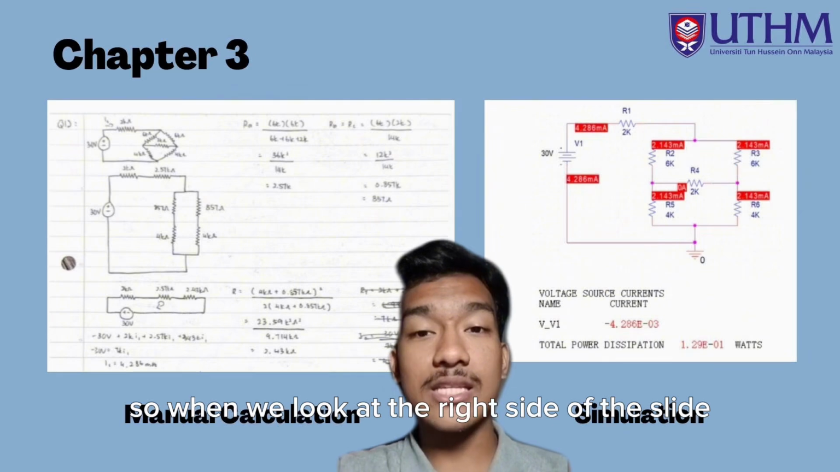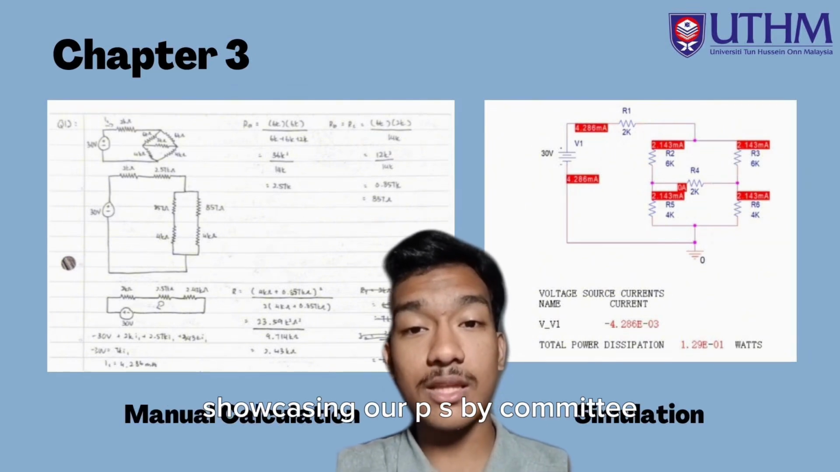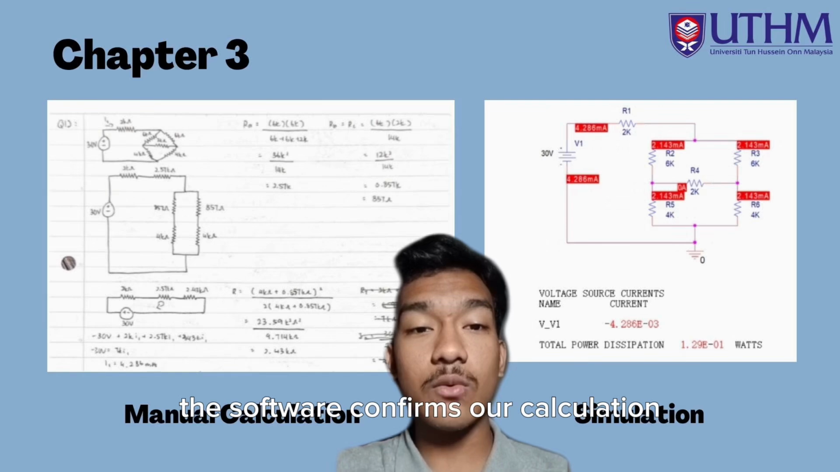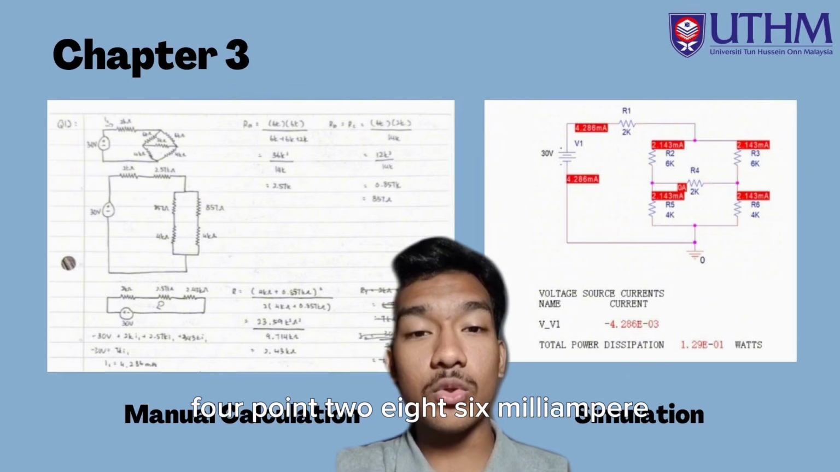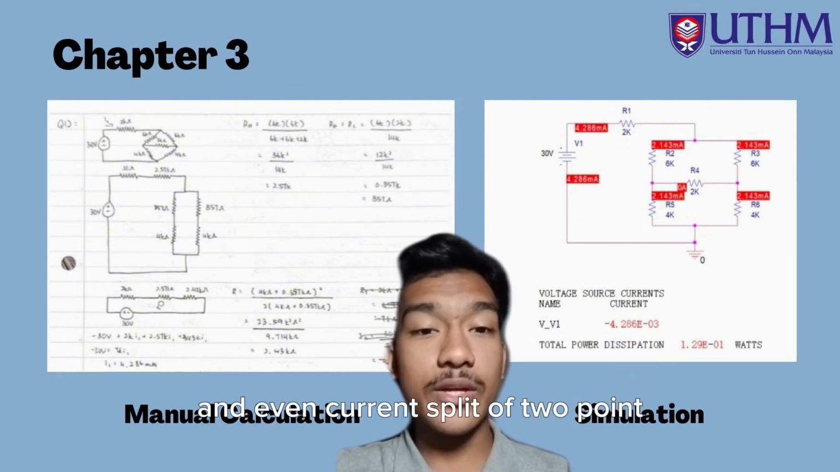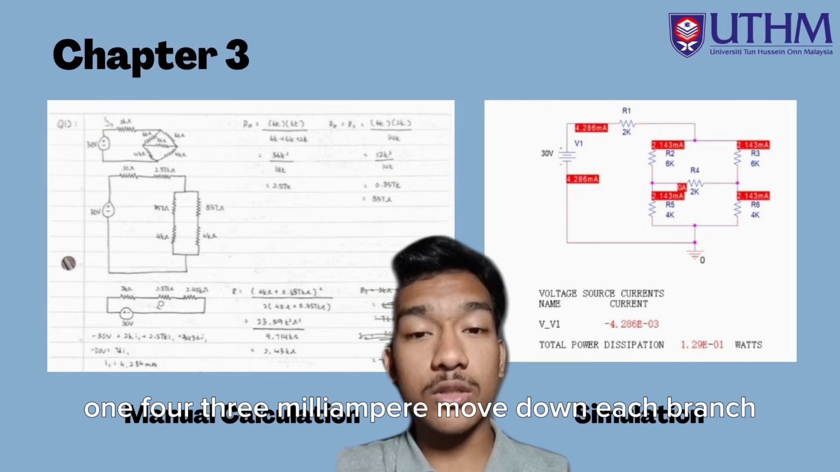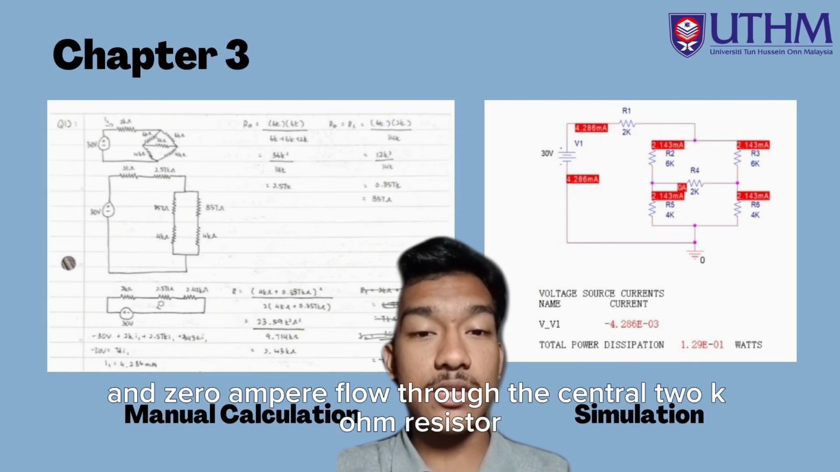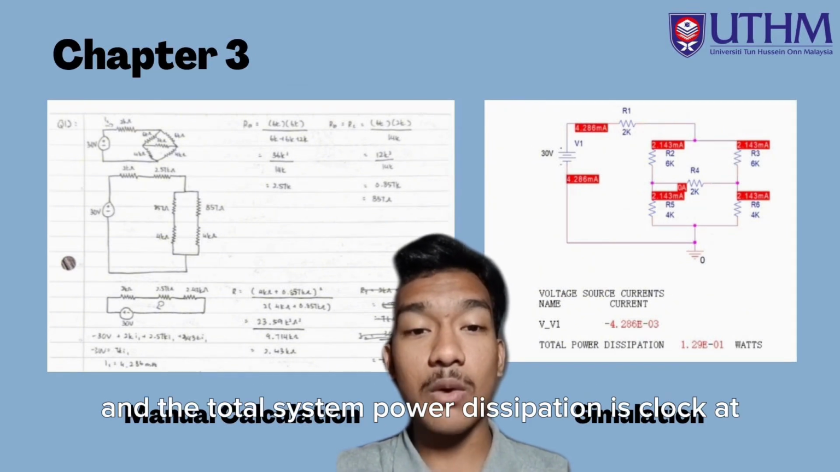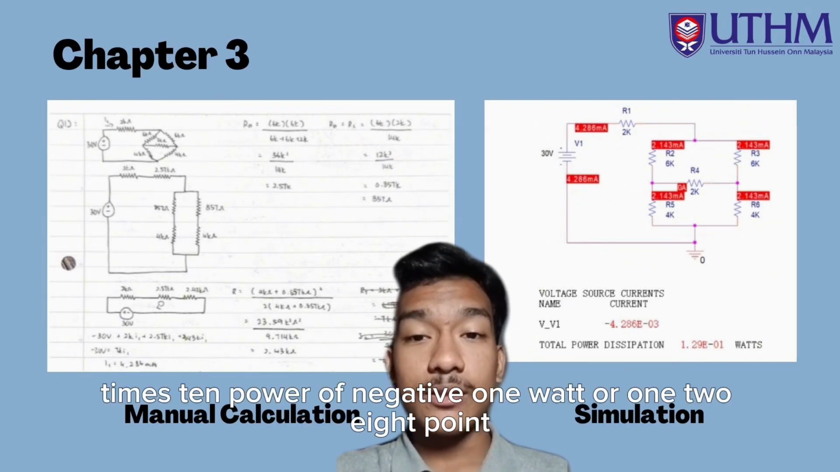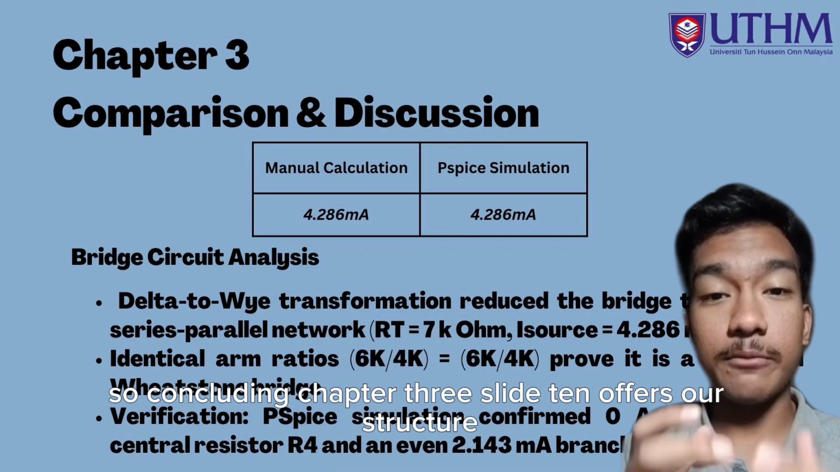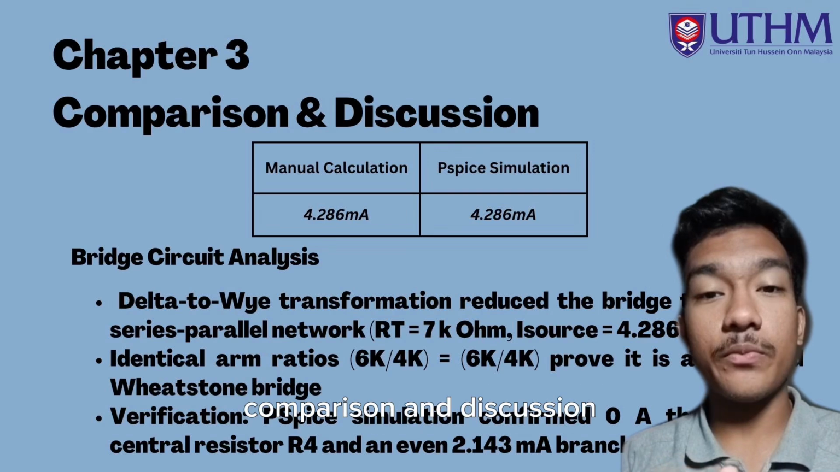So when we look at the right side of the slide showcasing our PSpice schematic, the software confirms our calculation with absolute precision that the source current is registered at 4.286 milliampere, an even current split of 2.143 milliampere moves down each branch, and 0 ampere flows through the central 2K ohm resistor. The total system power dissipation is clocked at 1.29 times 10 to the power of negative 1 watt, or 128.58 milliwatt.